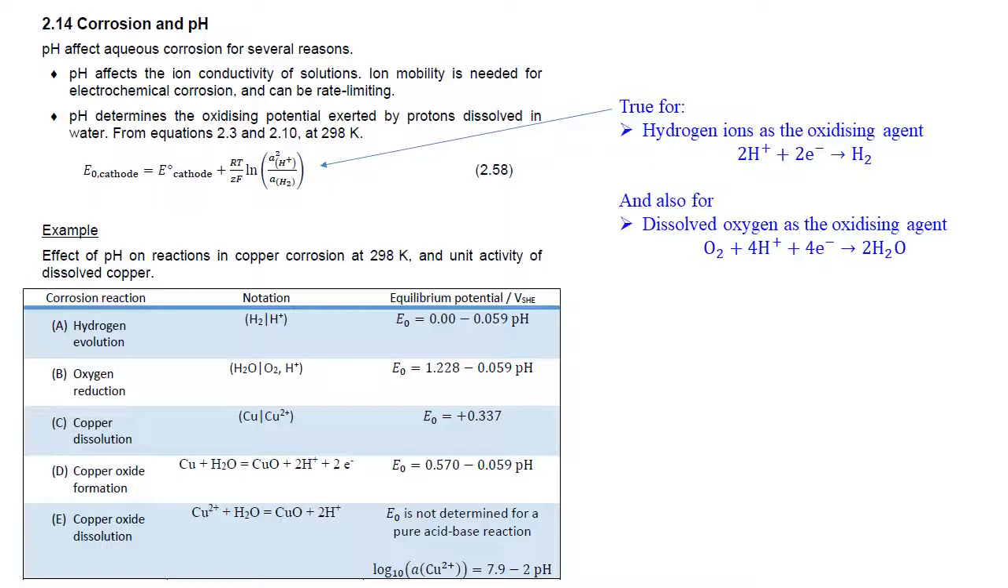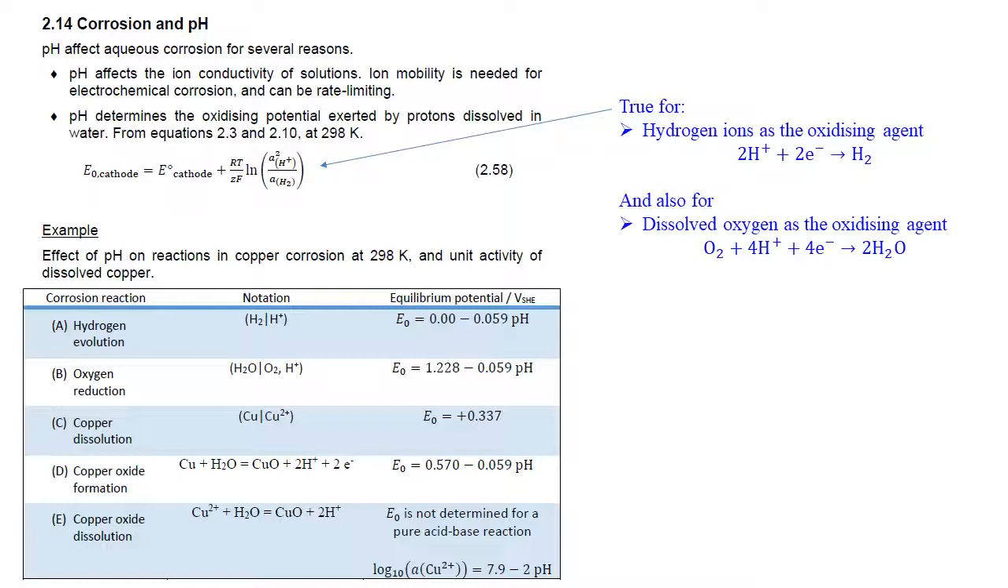In 2.58 we're talking about the cathode equilibrium potential exerted by an oxidizing agent. An oxidizing agent is something which absorbs electrons by definition, but many of the important oxidizing agents in corrosion absorb electrons as part of a process in which they also absorb hydrogen ions. So this includes the two important oxidizing agents found almost everywhere in aqueous solution, that is hydrogen ions and dissolved oxygen molecules.